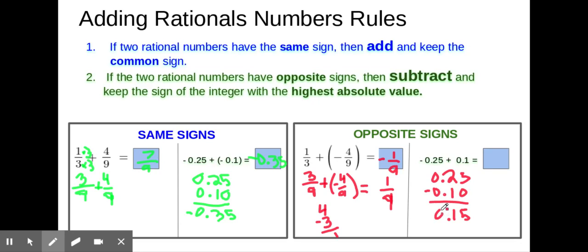So now all that's left is for me to determine if it's going to be positive or negative. So I need to find out which one has a higher absolute value. So the absolute value of negative 25 hundredths is 25 hundredths. And the absolute value of 1/10 is 1/10 or 10 hundredths. So then I just have to figure out which one's bigger. Is 25 or 10 bigger? Well, 25 is. So that means my answer will be negative 15 hundredths or 0.15. There you have it.